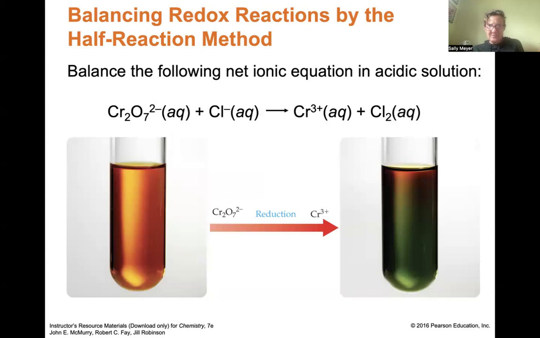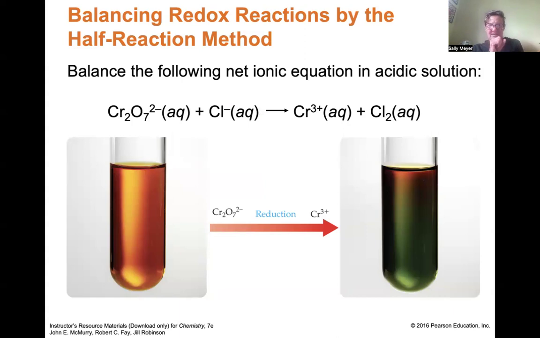This is just an example of a redox reaction. You have to have something oxidized and something reduced. So the dichromate plus chloride. Chloride is giving up electrons, so we know that's the oxidation.